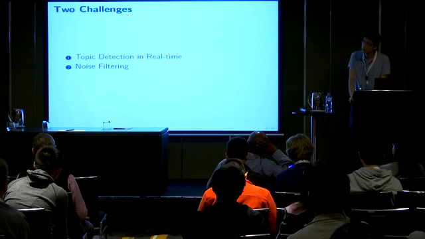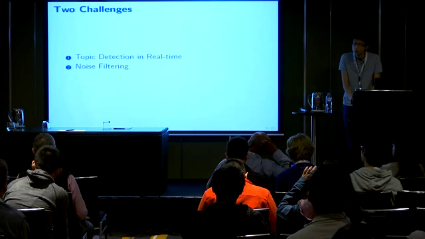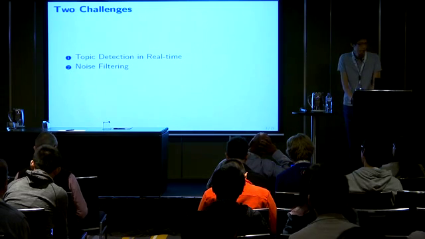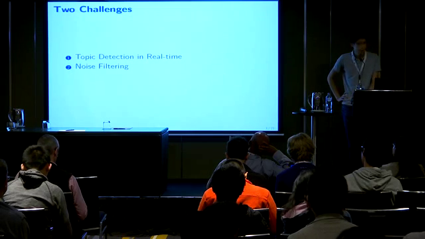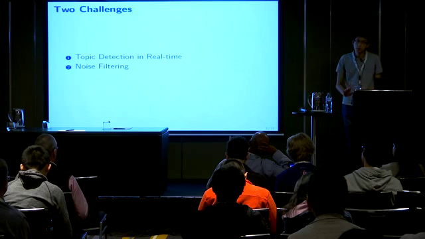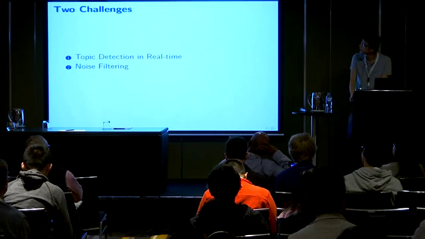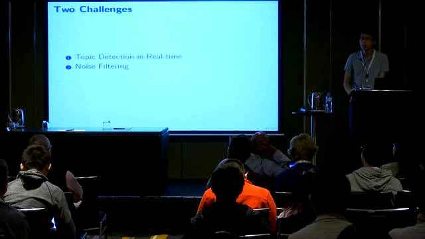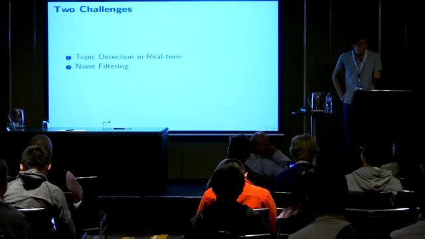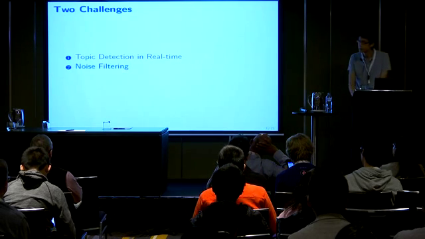For topic detection on Twitter, we recognize that there are two key challenges. The first one is topic detection in real time. And the second one is how to remove the tremendous noise on Twitter. I think the first challenge is kind of obvious, so I'll skip this, and let me briefly explain the motivation of the second one.